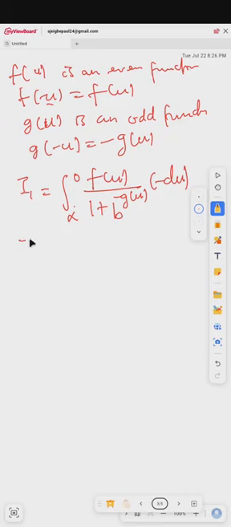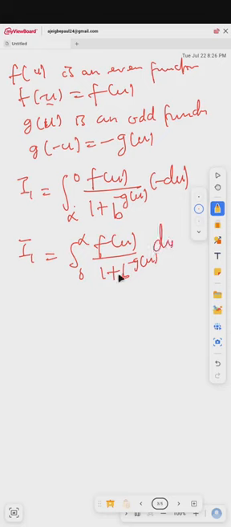So you're going to have I1 equals the integral from 0 to alpha of f of u over 1 plus b raised to the power of negative g of u, du. Okay, since we have this now, what do you think we can do?